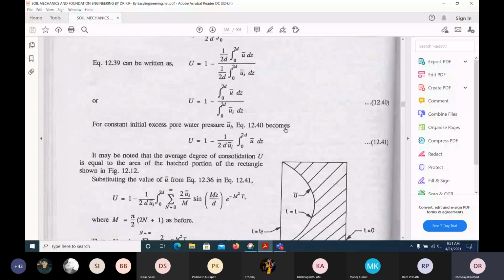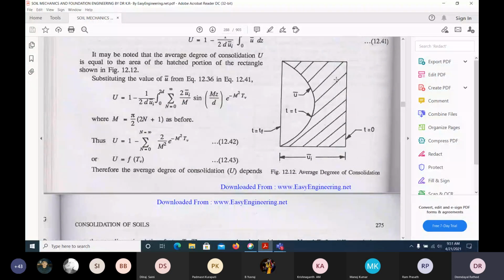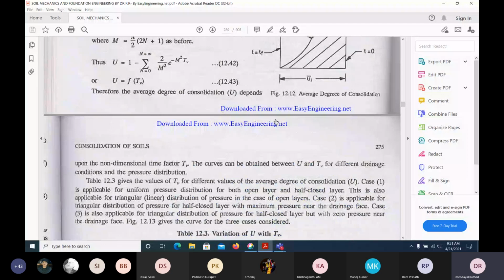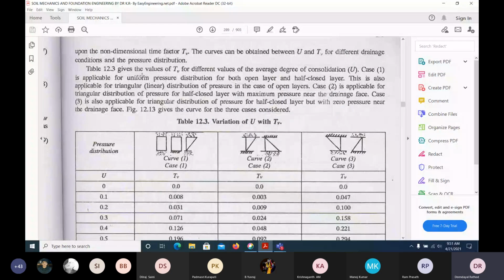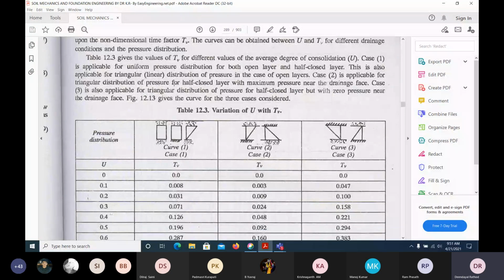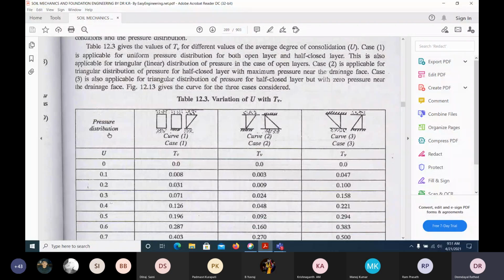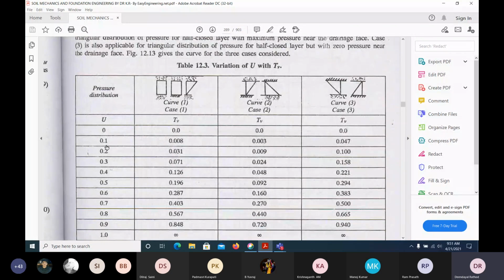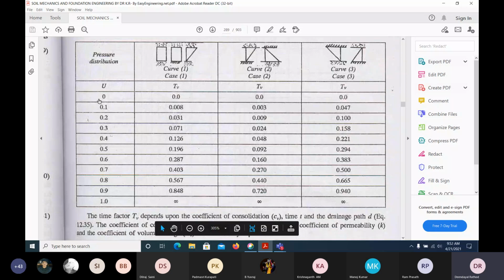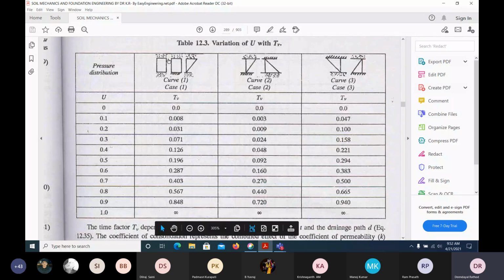And if you see how the variation takes place, it is given here. Finally, what they gave is the table. Table 12.3 gives the Tv value for different values of the average degree of consolidation. That means the pressure distribution and degrees of consolidation are given here: 0.1 means 10%, 20%, 30, 40, 50, 100%. And this is for different clay layers, how the pressure will take place. So Tv values are given here for different cases and so on.